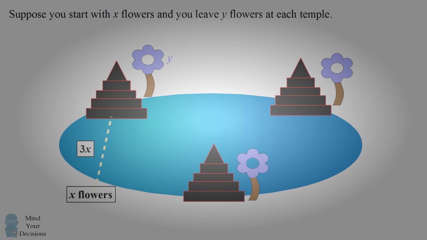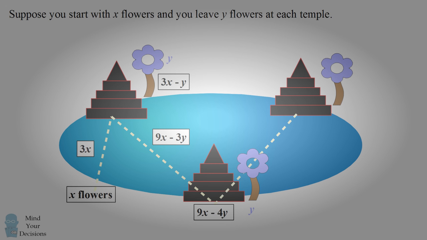You then leave Y flowers at the first temple, which leaves you with 3x minus Y flowers. You then swim in the pond, which triples the number of flowers you have to 9x minus 3y. You'll leave Y flowers at the second temple, which leaves you with 9x minus 4y flowers. You then swim in the pond once more, which triples the number of flowers you have to 27x minus 12y. You leave Y flowers at the third temple, and you have 27x minus 13y flowers.